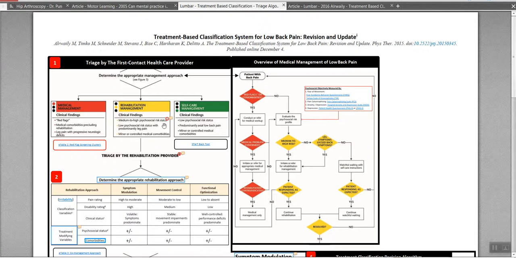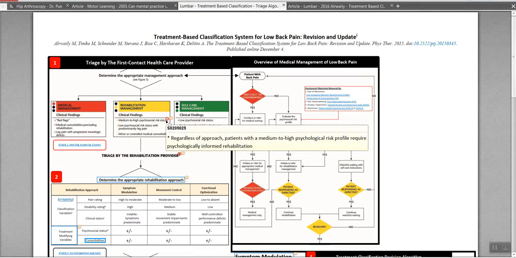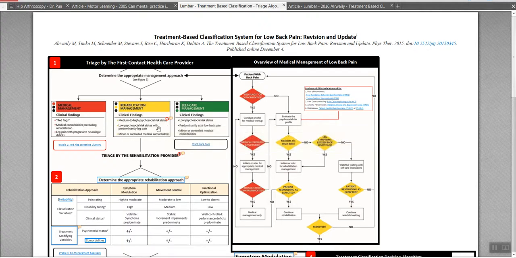Okay, you can also note that there's a small red circle here that, if you click on it or hover over it, will pop up saying, regardless of the approach, patients with a medium to high psychological risk factor profile require psychologically informed rehabilitation. This comes right out of the clinical practice guidelines that came out in 2012 by Delitto et al. As you study for the OCS, this will be a component and something that you are otherwise exposed to if you haven't been already. This third column is the self-care management.